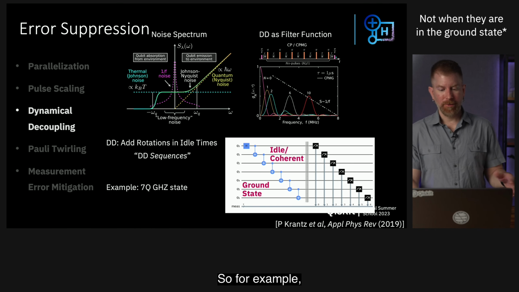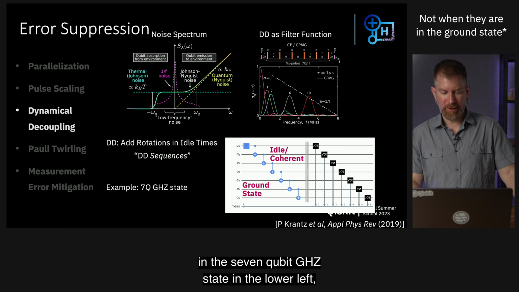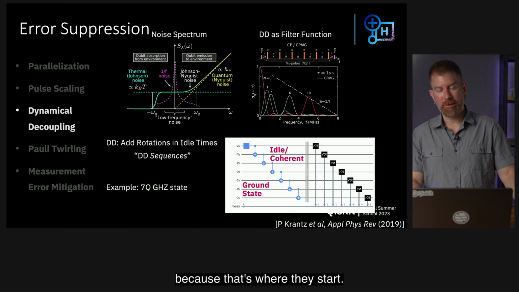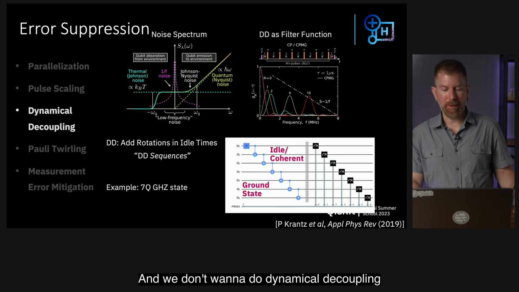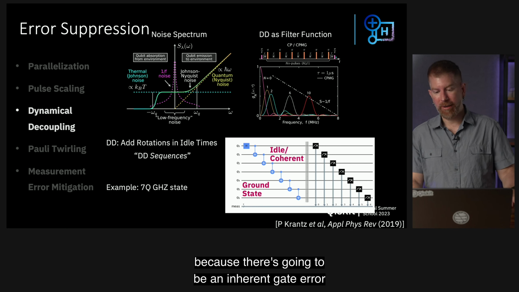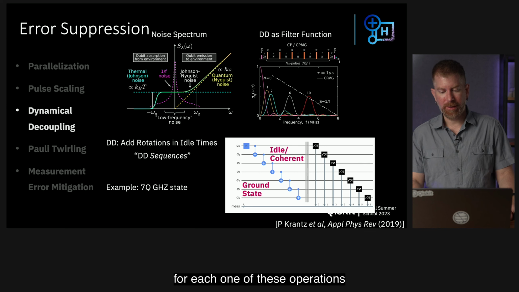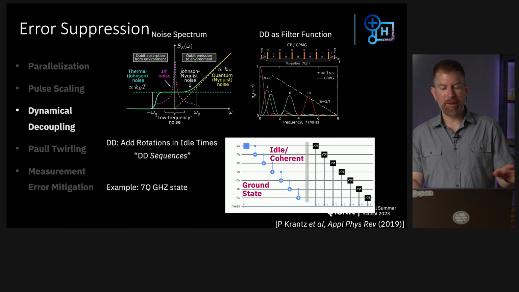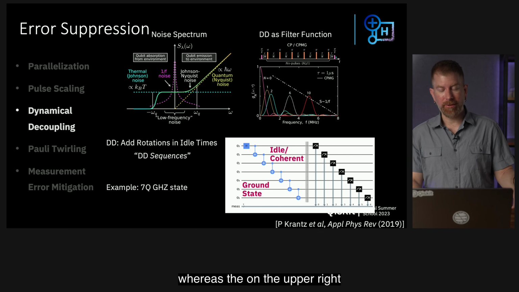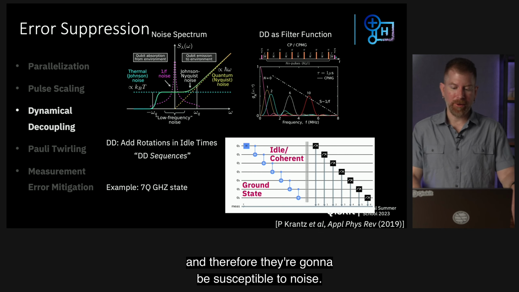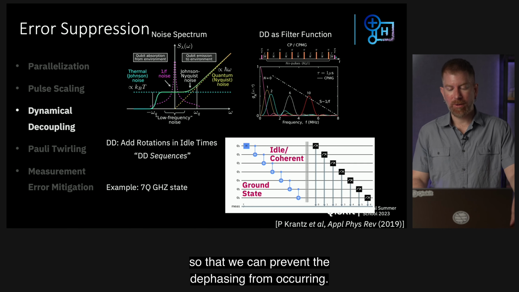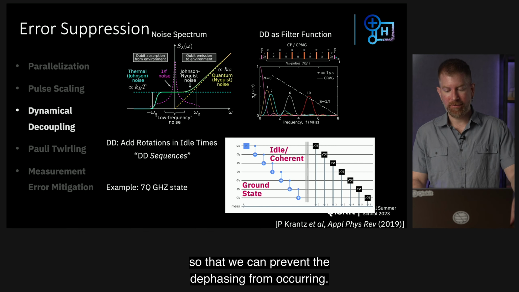So for example, in the 7-qubit GHZ state, in the lower left, all the qubits are still in the ground state because that's where they start, and we don't want to do dynamical decoupling because there's going to be an inherent gate error for each one of these operations, and those are just sitting in the ground state, so we can just leave them there. Whereas on the upper right, these qubits are idle and coherent, and therefore they're going to be susceptible to noise, and that's where we want to add dynamical decoupling so that we can prevent the dephasing from occurring.